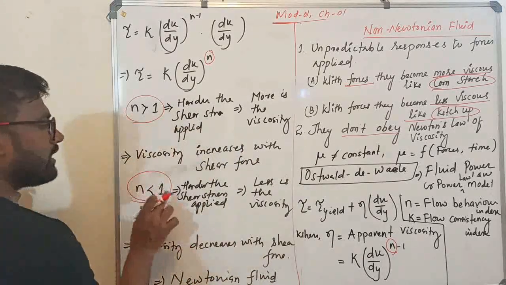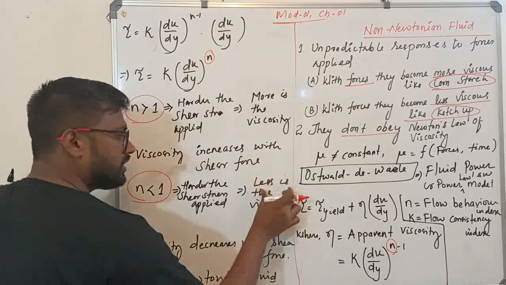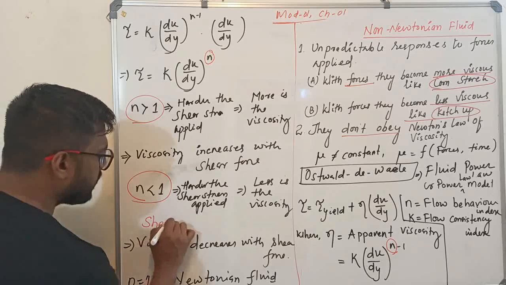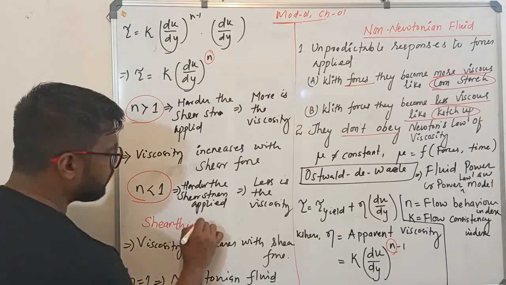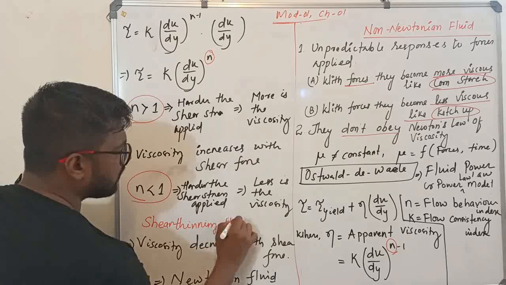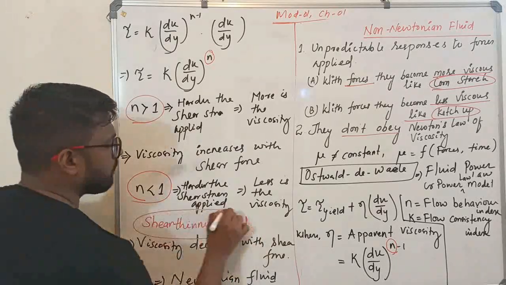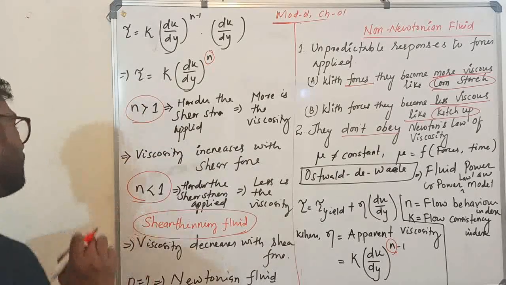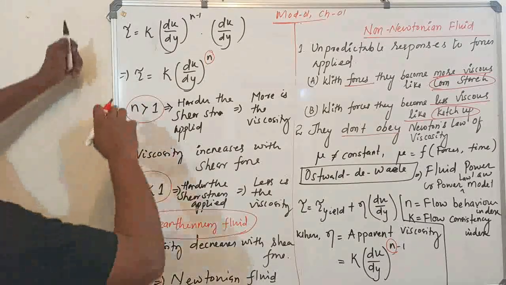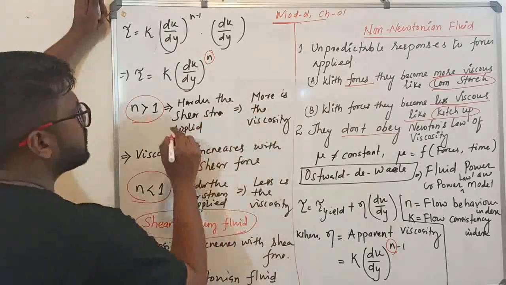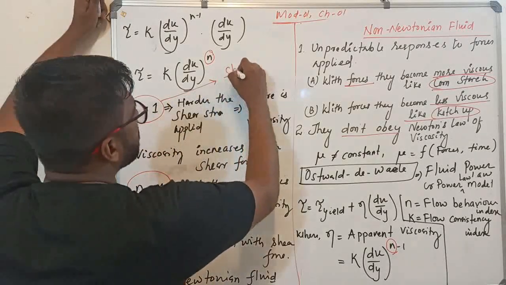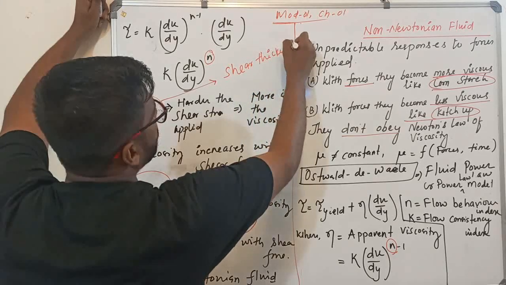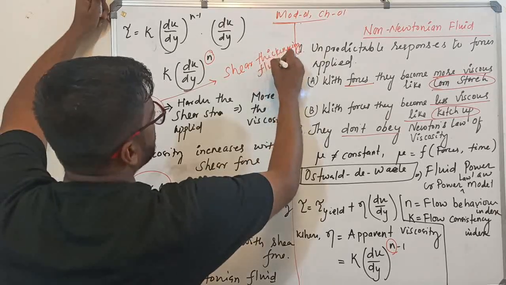Sir, is there any term for n less than 1? Yes. When n is less than 1, the viscosity is less with application of shear force, we call it shear thinning fluid. With application of shear, the viscosity decreases. And what if your n is greater than 1? Viscosity is more. These kinds of fluid we call shear thickening fluid.